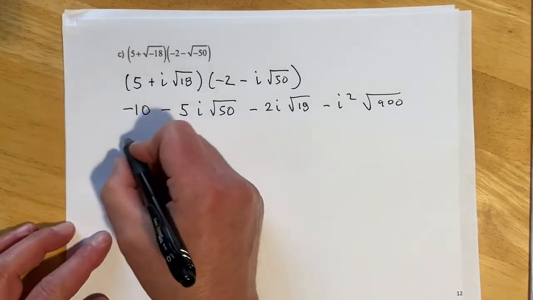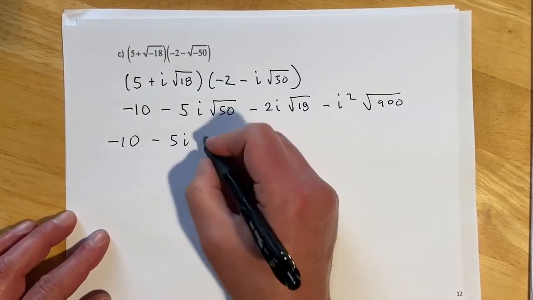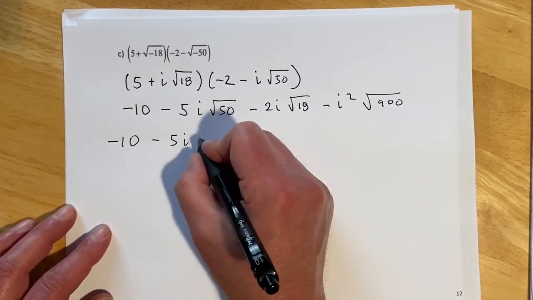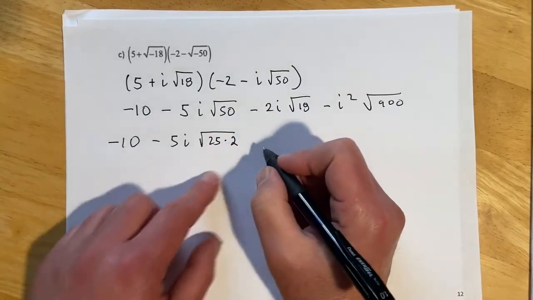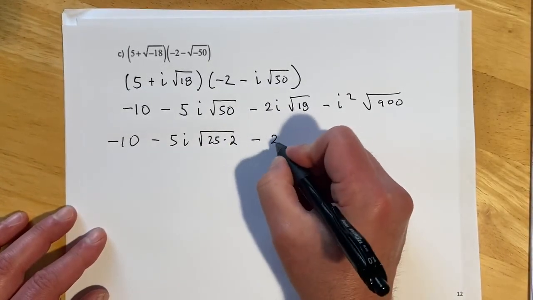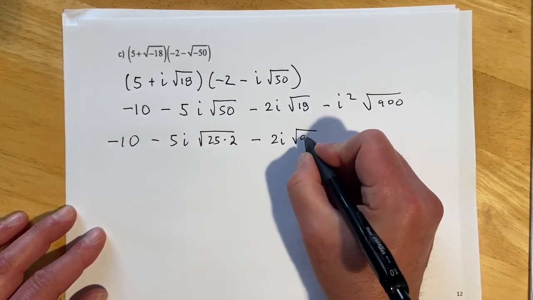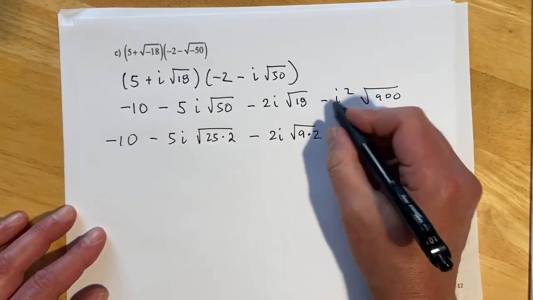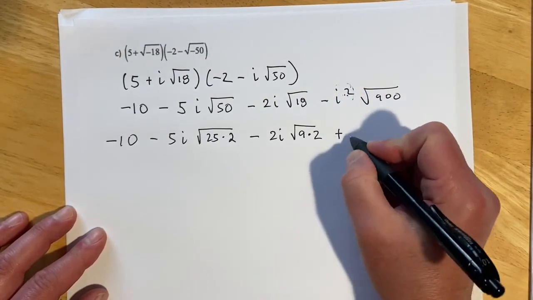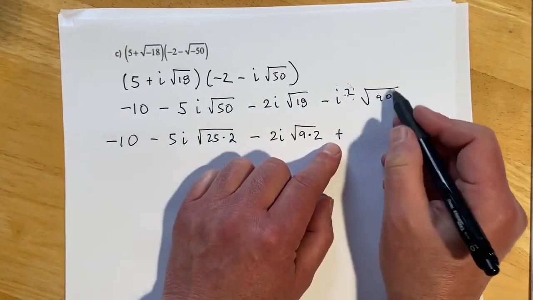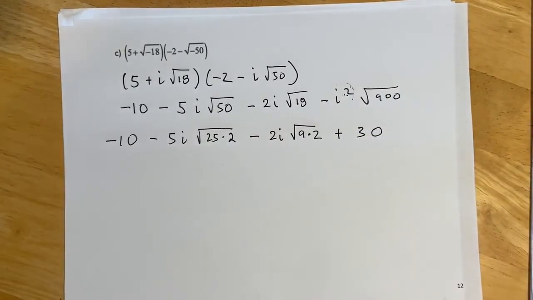And then here, so this is negative 10 minus 5I root 50. I'm going to think of this as 25 times 2 here in a second, and then I'll do a step with that. 2I, I'm going to think of that 18 as 9 times 2 in just a second. I squared, that's negative 1, so negative and negative, so I'm going to rewrite that as a plus from there, and then square root 900 is 30, so we can get that part together.